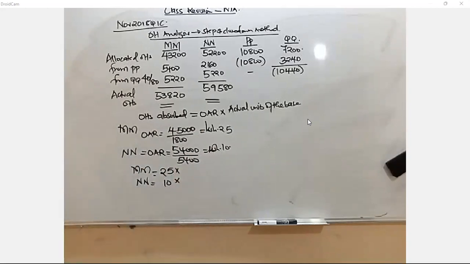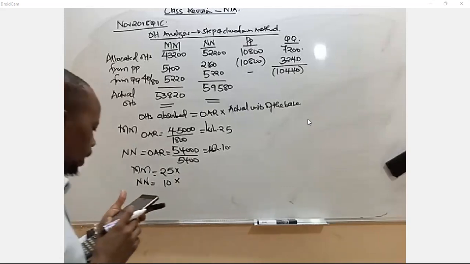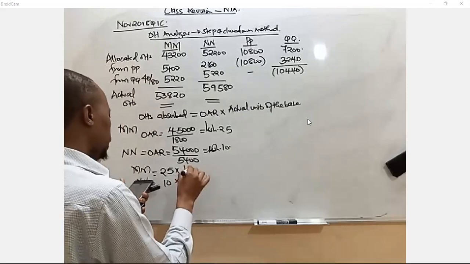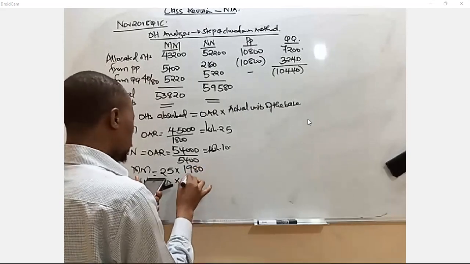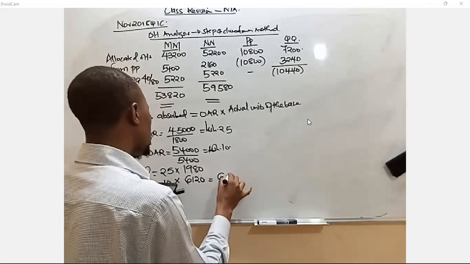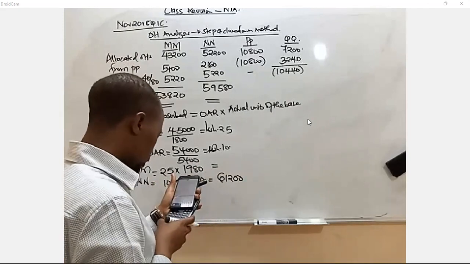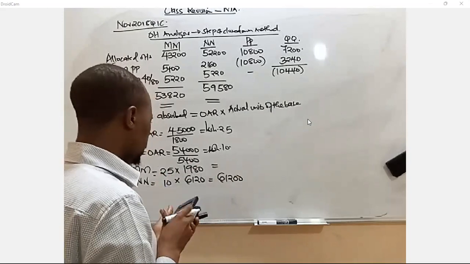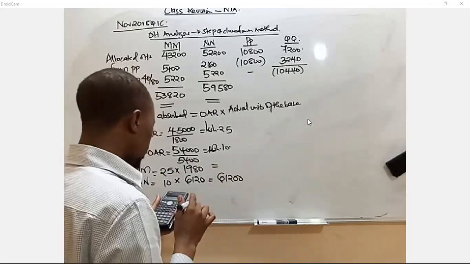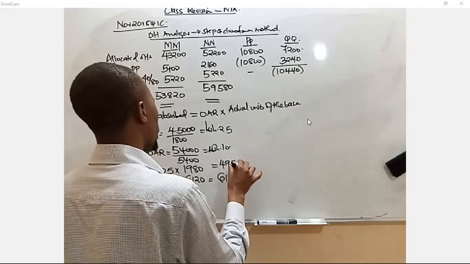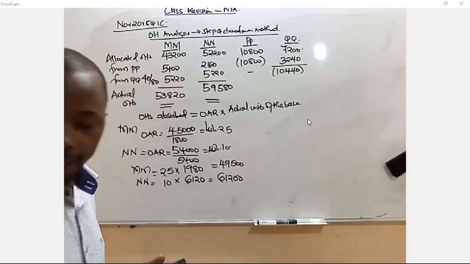We multiply it by the number of hours. For example, when you look at the actuals down there, number 3, we are being told the actual unit of the base. So during the month of August 2018, the actual activity levels were, here we have 1980, and here we have 6120. For MM, 1980 times 25, getting 49,500. 49,500, right?